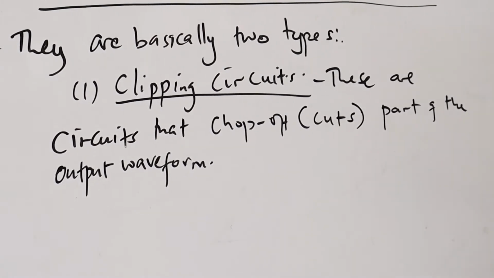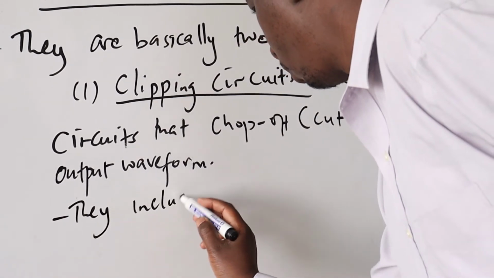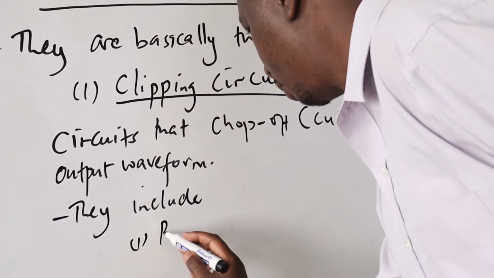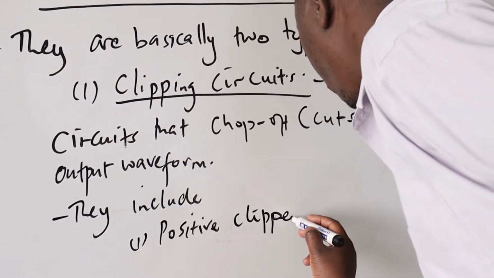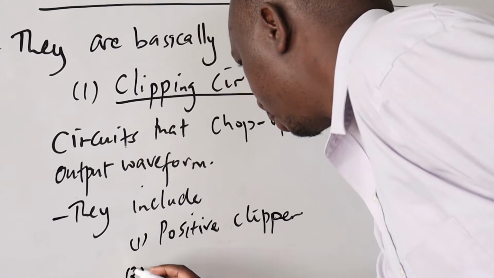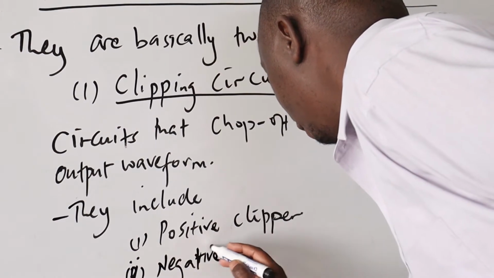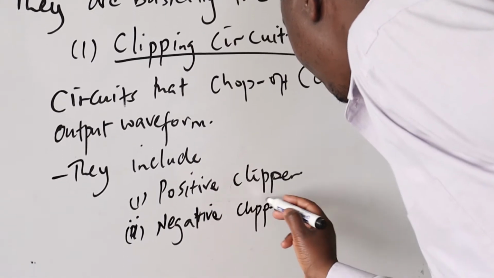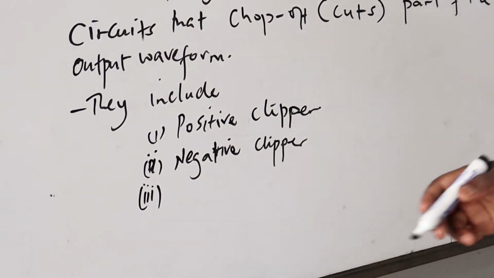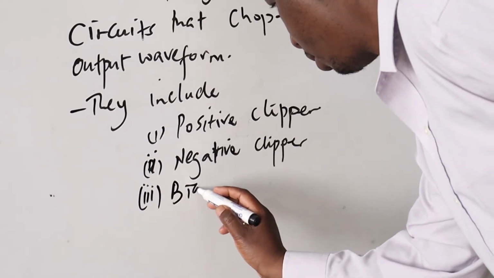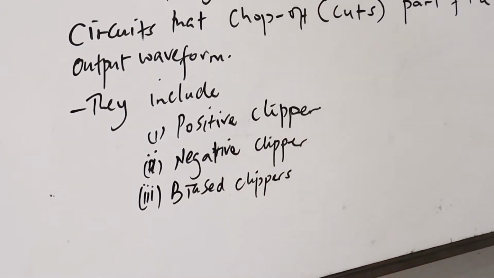So it has got subunits. They include Roman 1, positive clippers; Roman 2, negative clippers; Roman 3, whatever referred to as biased clippers.